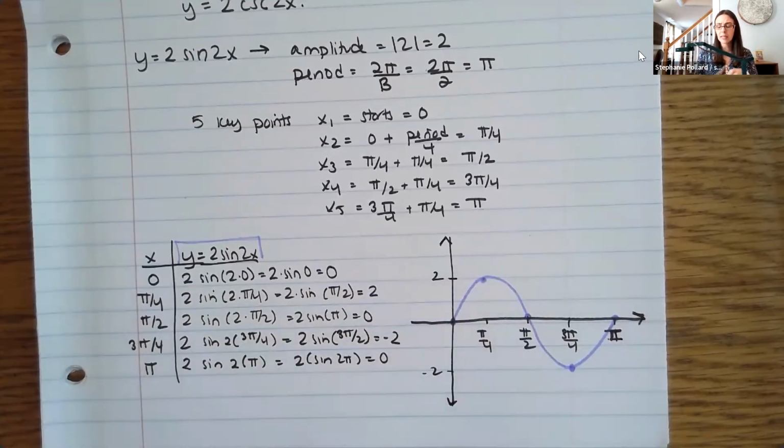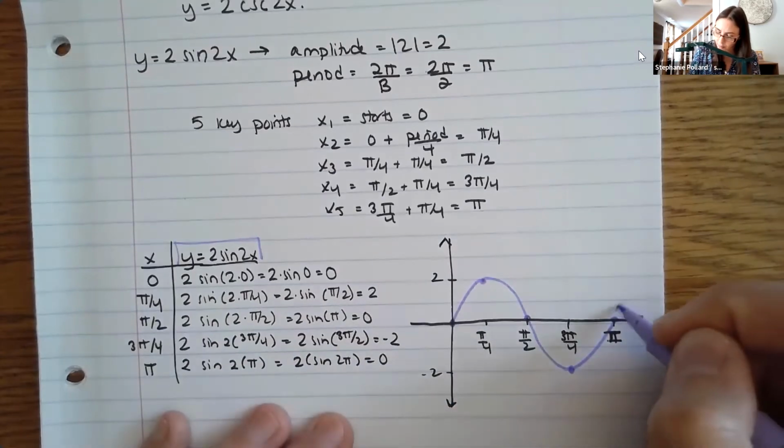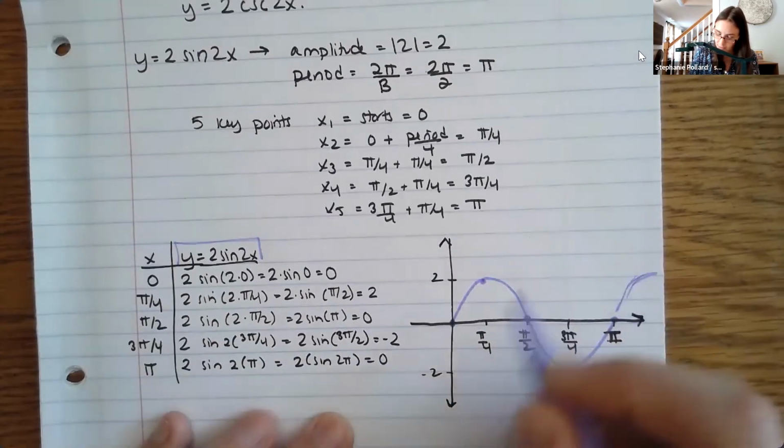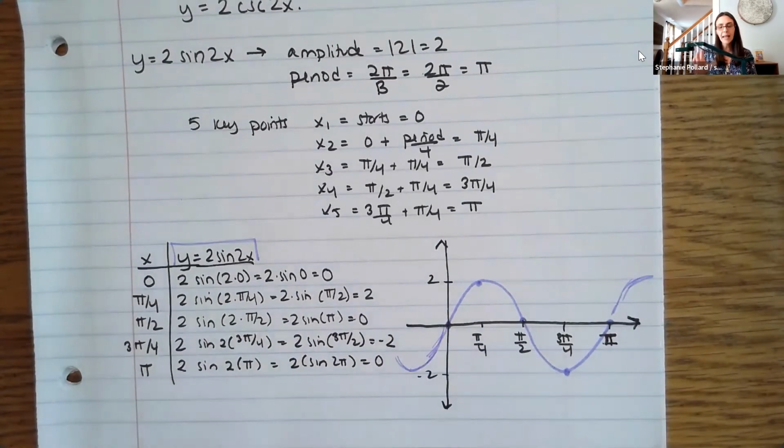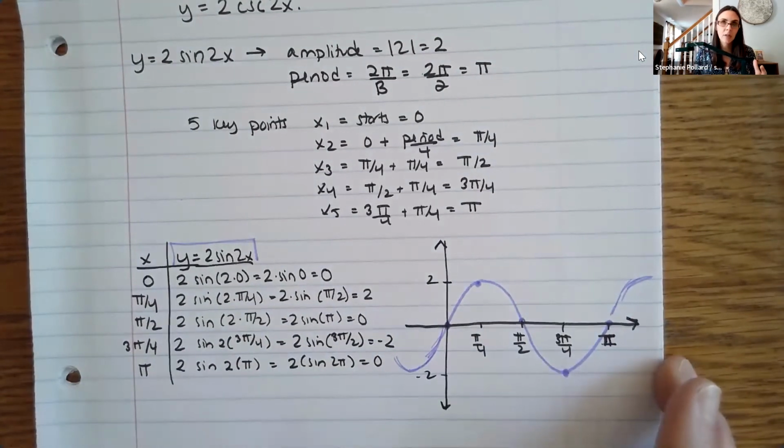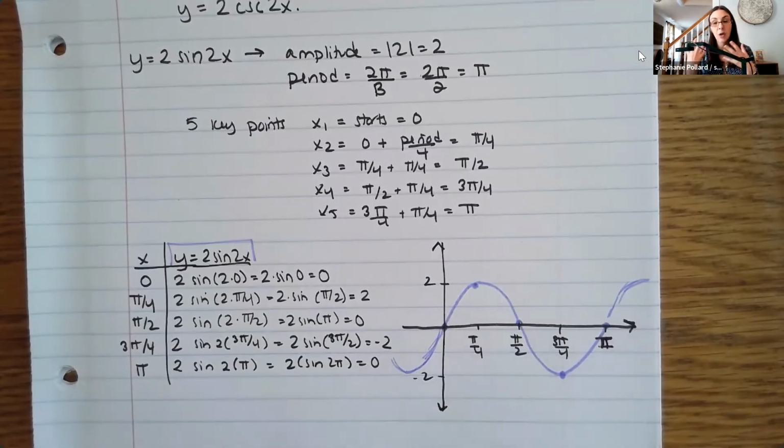Now this does keep extending. So I only graphed one period here, but of course, this pattern does continue on. So you can kind of just get that idea there. And again, I did it in light purple because I don't really care so much about the sine graph. I really want the cosecant graph. So I'm going to remember a few things.